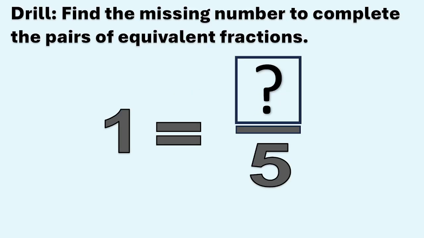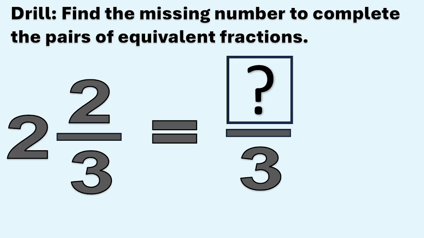Day 2. First, let's have a drill. Find the missing number to complete the pairs of equivalent fractions. 1 equals blank fifths. So the answer is 5. So the answer is 5/5. 1 equals 5/5.